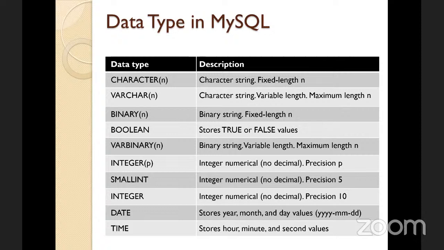When you say character, it fixes that much space. Even if your name is 3 characters, it will fix space for 10 characters. But when you say varchar, it means variable characters. You fix the maximum, let us say 20, but if your name is 5 characters, only space for 5 characters will be used. Then binary, yes or no, you can choose.